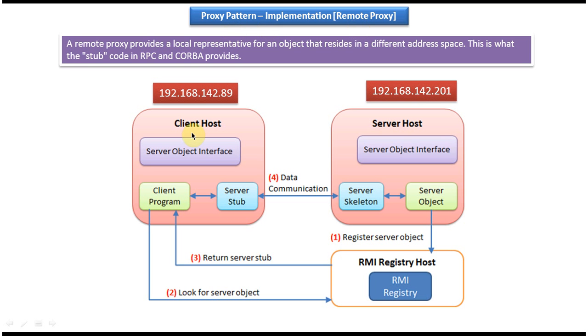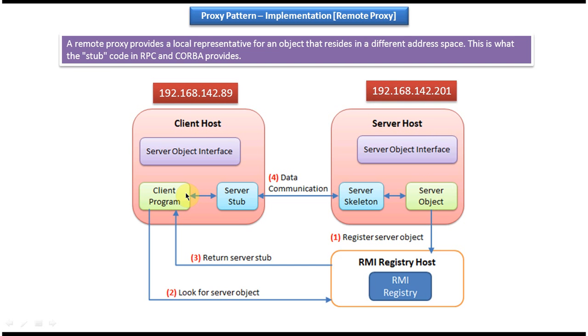Okay. On the left side you can see the client host, whose IP address is 192.168.142.89, and on the right side you can see the server host. The server host IP address is 192.168.142.201. In the client host we have the client program, and on the right side you can see the server object, and the server object resides in the server host. The server host IP address ends with 201.